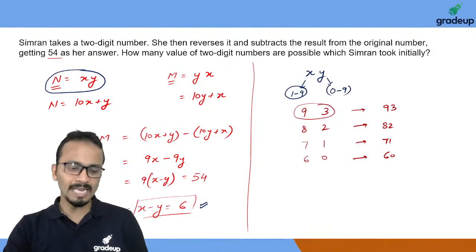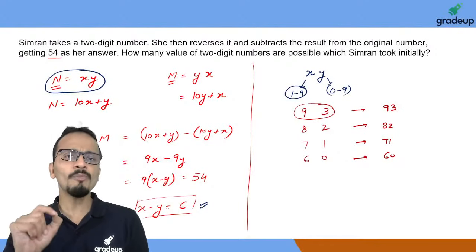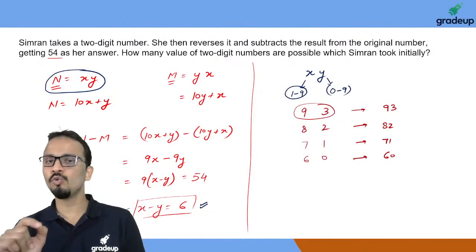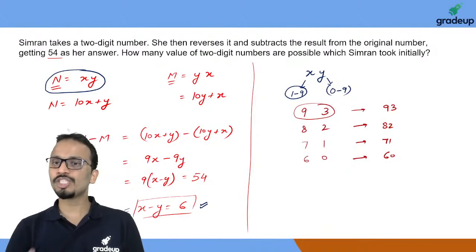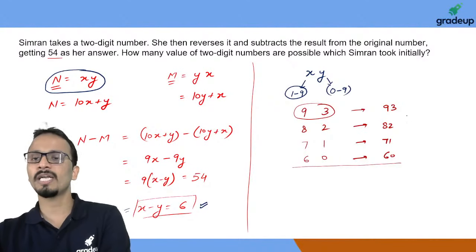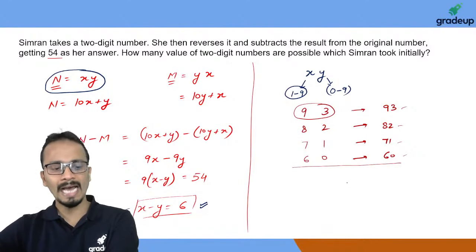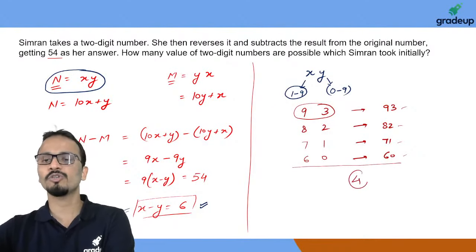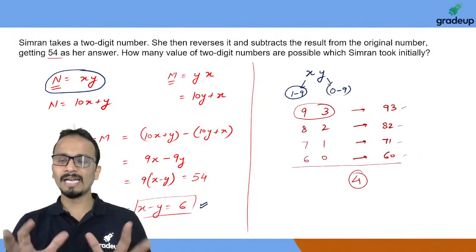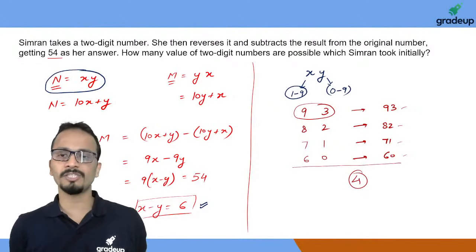Now let's look at the last statement. What was the question that they were asking? So question was, how many values of two-digit numbers are possible which Simran took initially? So what will be the answer for this question? So there are four numbers which are possible: 93, 82, 71, and 60. So answer for this question will be equal to 4. All right. So that is the final answer. Any doubt, any problem, anything you want to ask regarding this question? Come on.